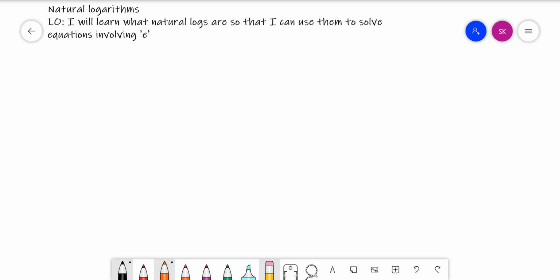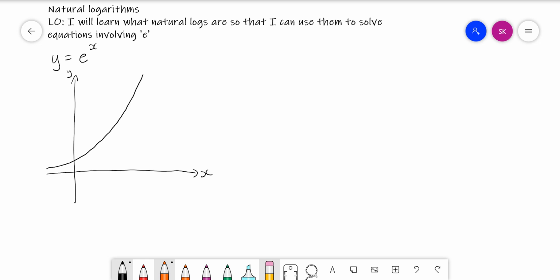Alright, I want you to start off by sketching the function y equals e to the power of x. So just pause the video and do that now, please. Hopefully you're very clear about this because you've done it a lot of times over the last week or so. It's an exponential function, which means it looks like this, and it goes through this point (0, 1), because when x is 0, y is 1.